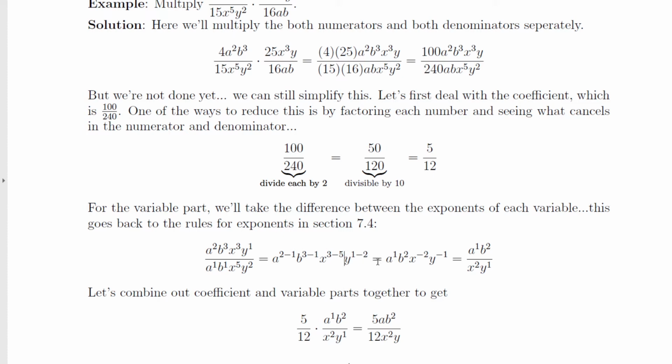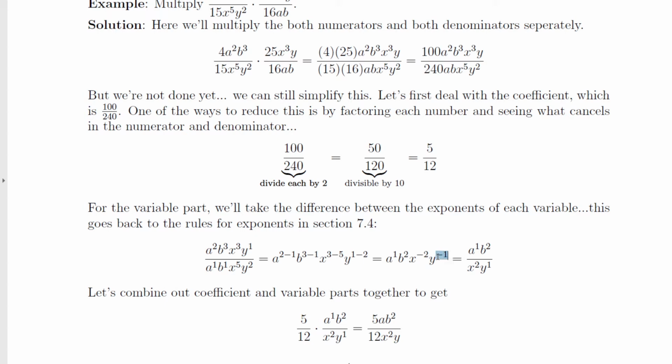And now we just do our subtraction. So now we've got a to the first. 2 minus 1 is just going to be 1. 3 minus 1 is going to be 2, so that's b to the 2. 3 minus 5, this is where it gets interesting. That's going to be x to the minus 2. And then I've got y to the 1 minus 2. That's going to be y to the minus 1.